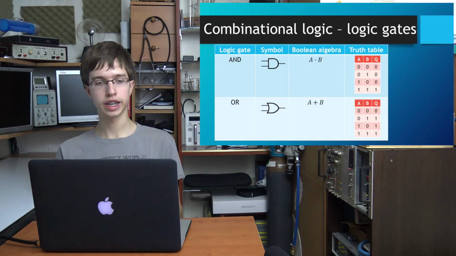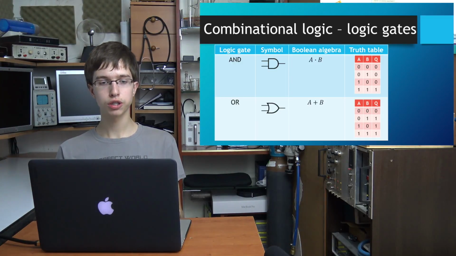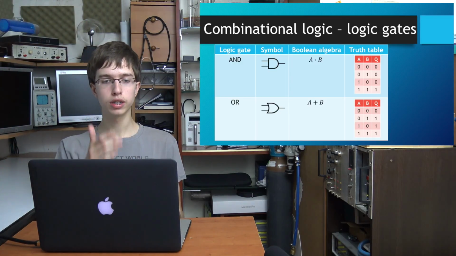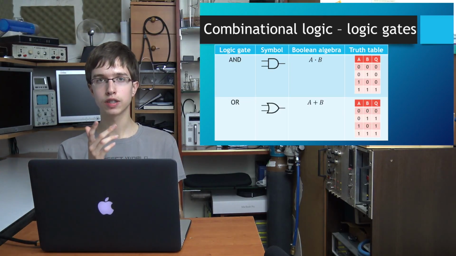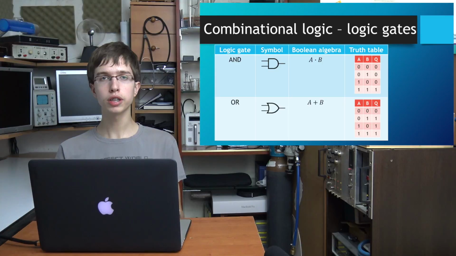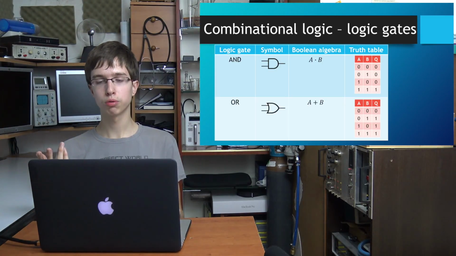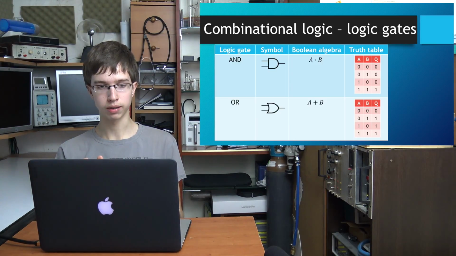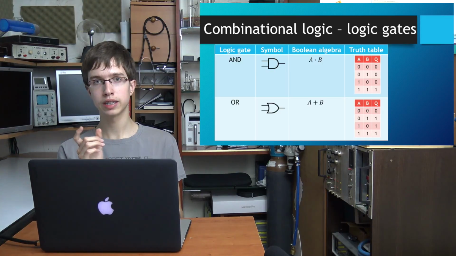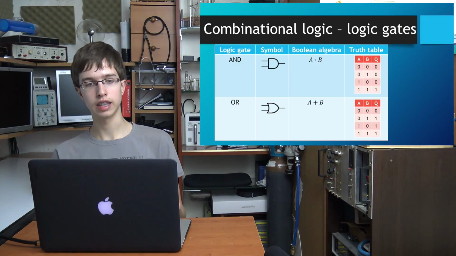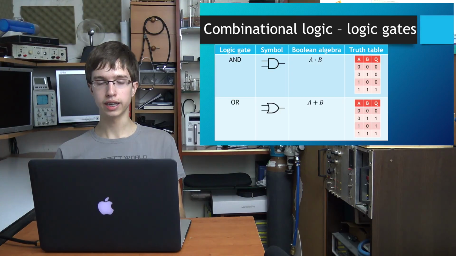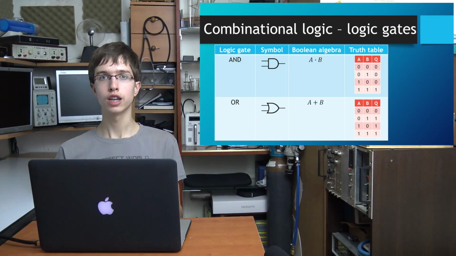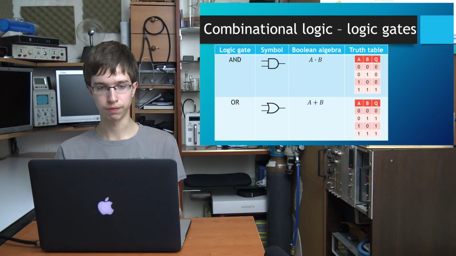Here are two basic logic gates, AND and OR logic gate. AND logic gate has this symbol, and in Boolean algebra is function A times B, where A and B are inputs. So the only case when output Q is equal to 1, so it is true logic level, is when both inputs A and B are equal to 1, because the only case when A times B is equal to 1 is 1 times 1, as we can see in this truth table. OR logic gate has this symbol, and in Boolean algebra is A plus B, so it is true. It has true output Q in any case except when both inputs A and B are equal to 0.